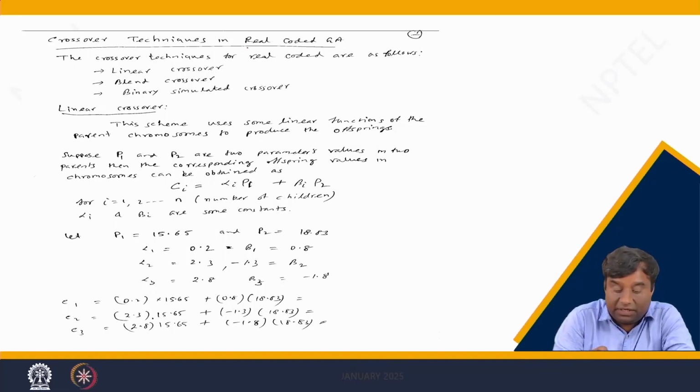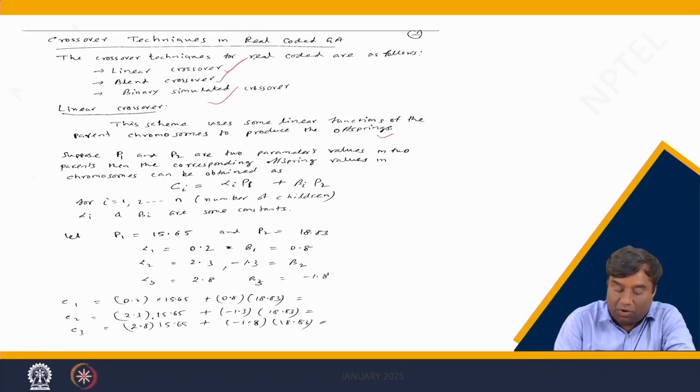Now crossover techniques in real coded genetic algorithm. The crossover techniques for real coded are as follows: linear crossover, blend crossover, and simulated binary crossover. Linear crossover: the scheme uses some linear functions of the parent chromosome to produce the offspring.